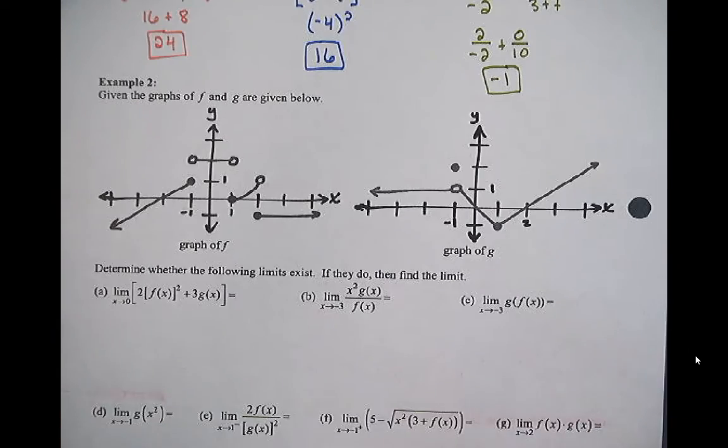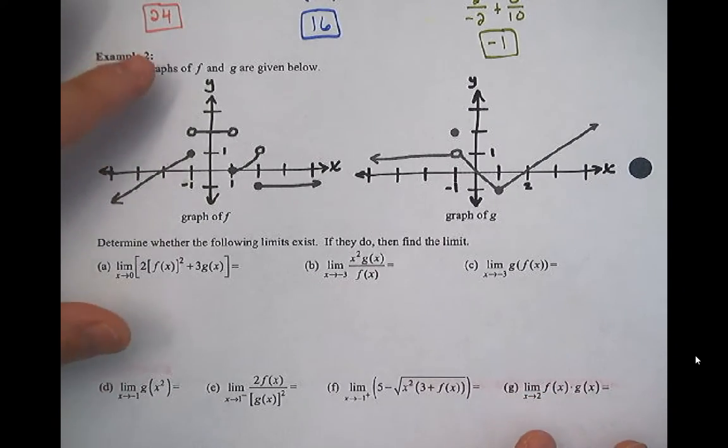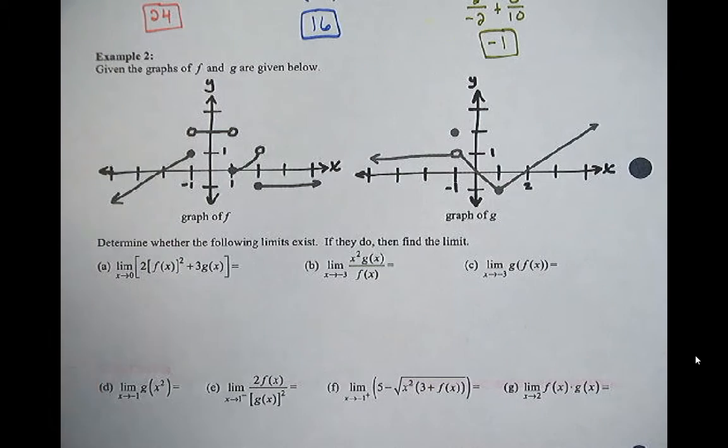So we can apply this same idea. We can apply it to limits that are done graphically. So now I'm giving you the graph of f, I'm giving you the graph of g, and you're going to calculate the limits based on the graph. So we would look and see where the values are approaching based on the picture.